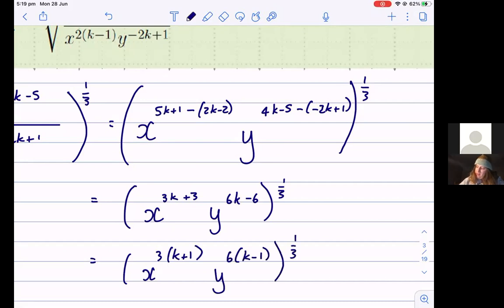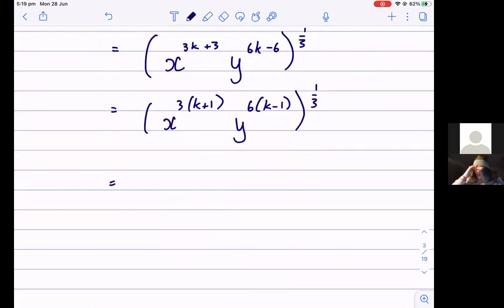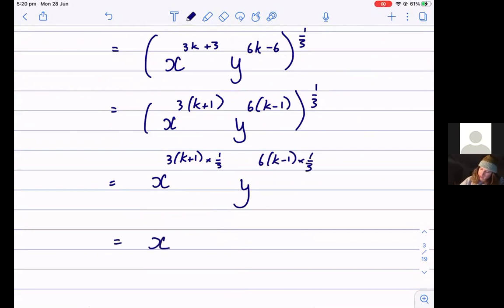because now I need to multiply both those powers by a third. So I've just got x to the, well, 3 times k plus 1 times a third, y to the 6k take 1 times a third. And as you can see, we're going to end up with x to the k plus 1, y to the 2k take 1.